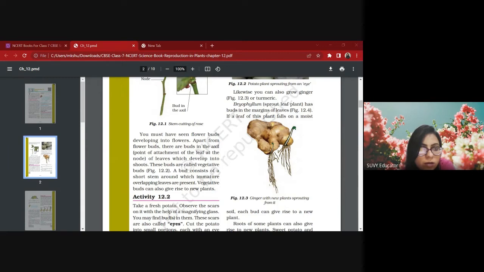And here, some buds like this kind. At the margins, there's some outgrowth from this portion only. It is called the buds. And if you cut these buds, it will grow into a complete fresh plant. So these buds are responsible for generation of new plants.